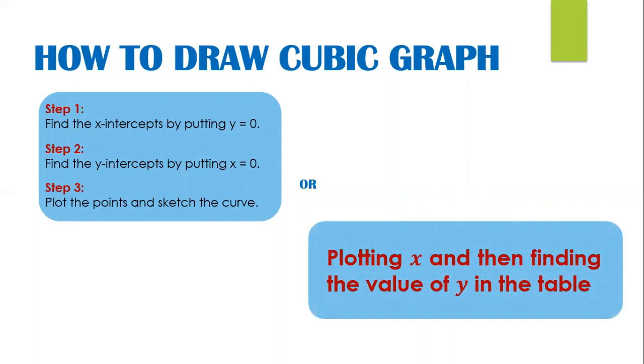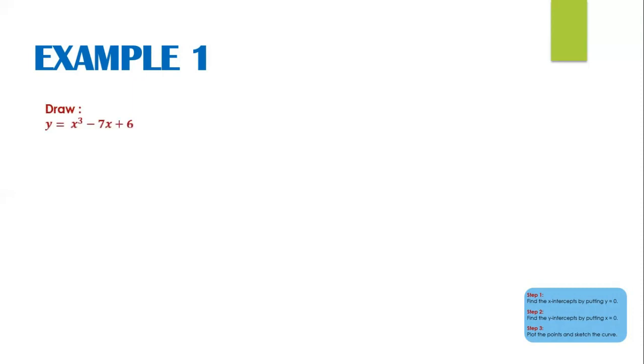Students, to make sure you understand this material very clearly, we go to the next topic, and then we are going to do some examples. How to solve cubic graph equation. This is for you. Example 1. Draw y equals x cubed minus 7x plus 6.